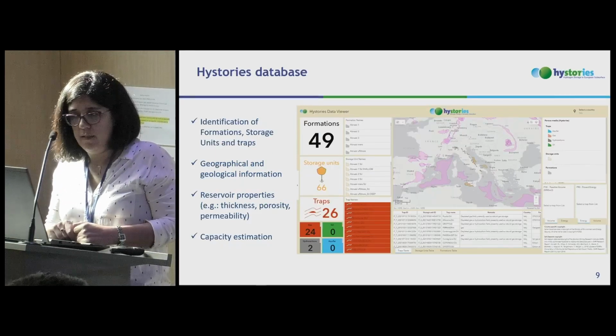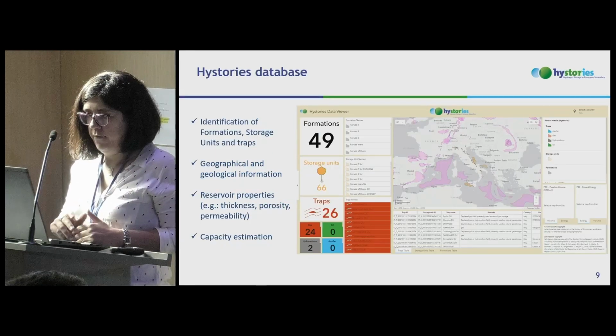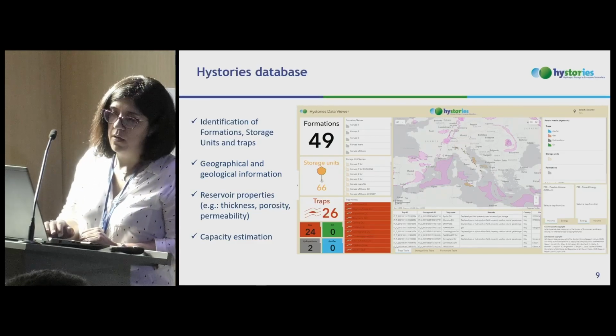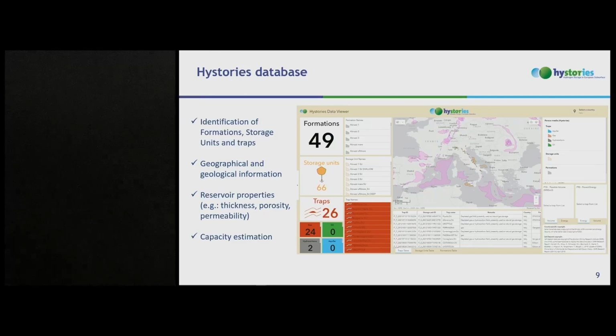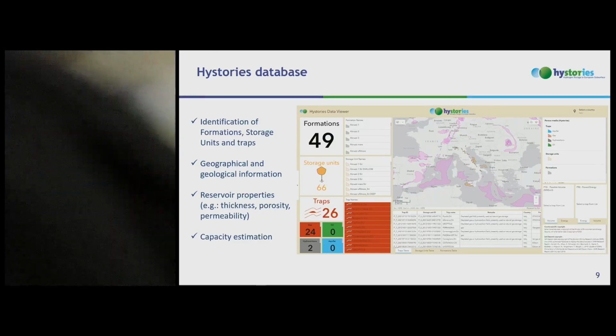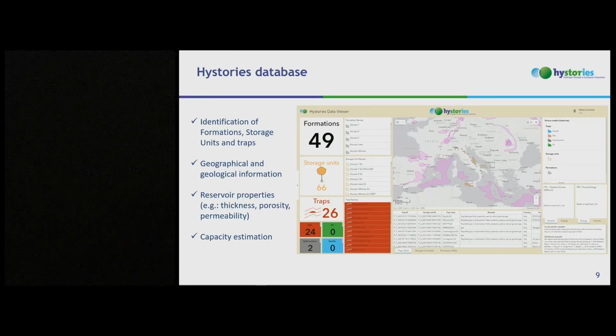Here is the database, the Hystories database for Italy. We have here the number of formations, which are a wider area where we identified storage. Then inside these formations, we identified 66 storage units, and then, even more in detail, 26 traps.